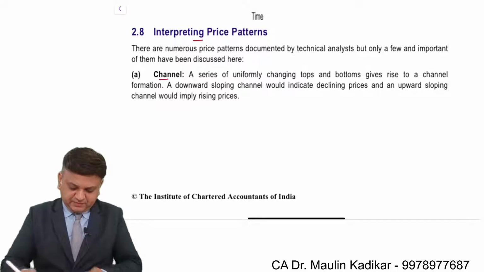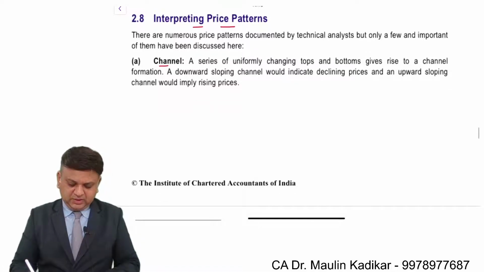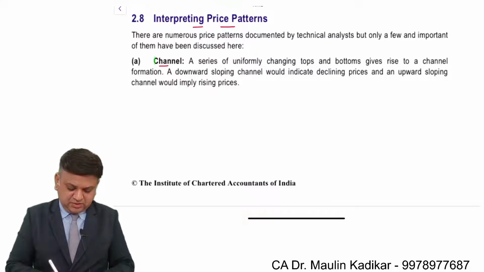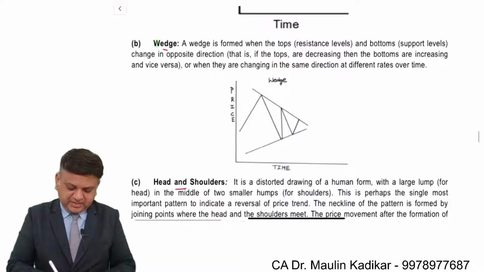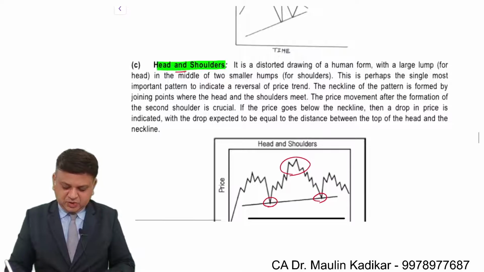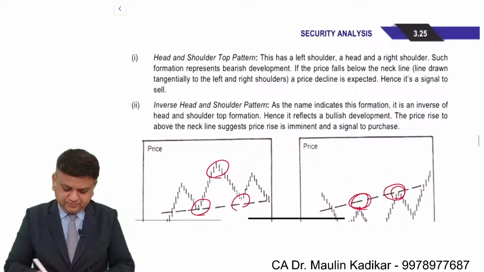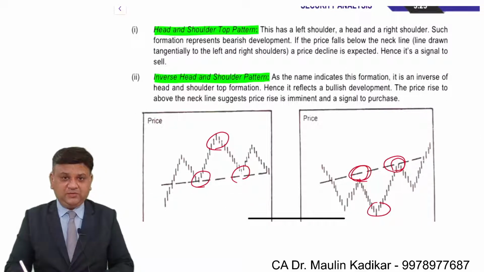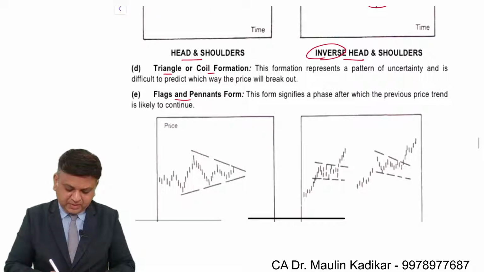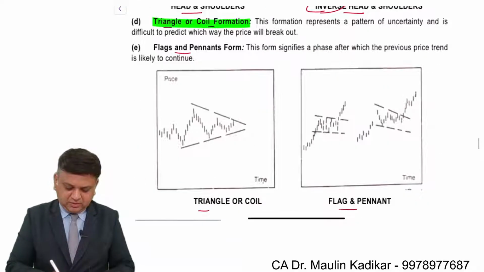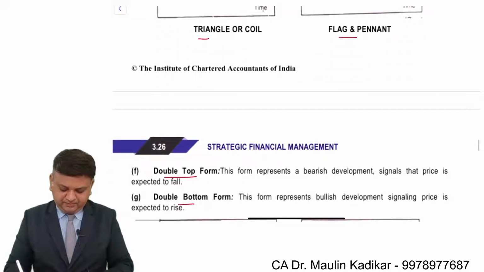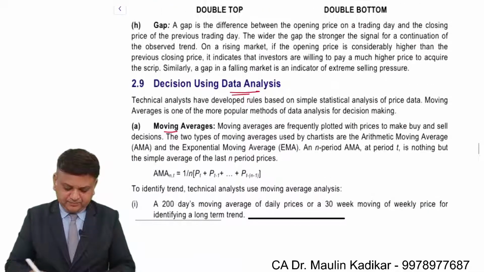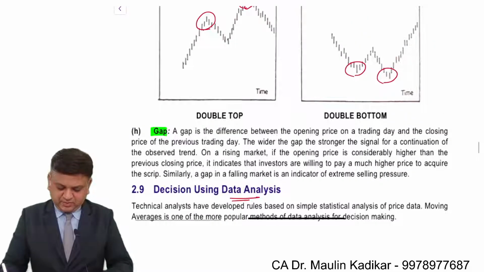Next is interpretation of the price pattern. Friends, over here certain price patterns have been provided to us. The first one is channel, next is wedge, then head and shoulders, head and shoulder top pattern, inverted head and shoulder pattern, triangle or coil formation, flag and pennant formation, double top formation, double bottom formation, and gap. These are the things that they have provided.